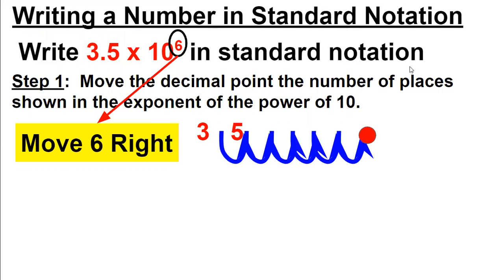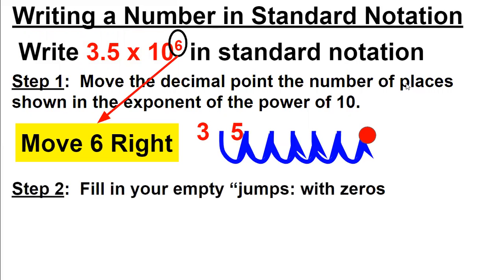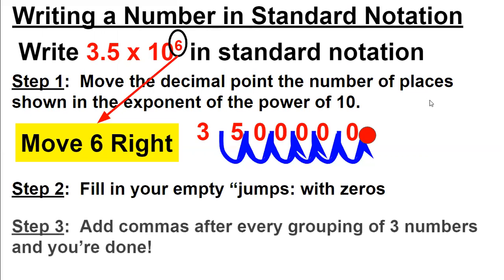But what do we do with all those jumps that are empty? Well, step 2 is to fill in your empty jumps with zeros. Here's a 0, there's a 0, there's a 0, there's a 0, and there's a 0. And our final step then is to add commas after every grouping of 3 numbers, and you're done. Remember, we add commas from the right, not from the left.